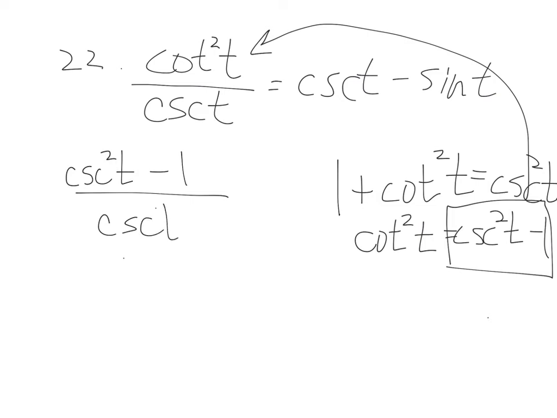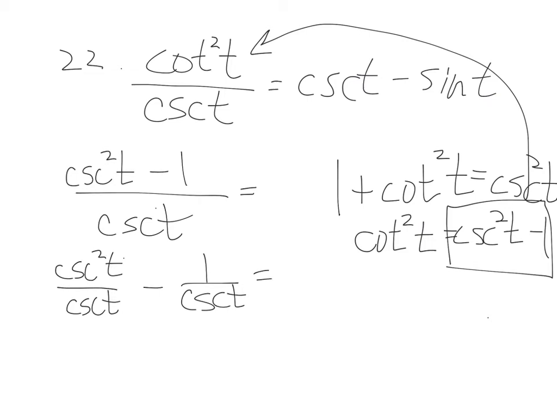But 2, thinking ahead, the reason I see that as very beneficial is because I have a cosecant in the denominator. And if I get that cotangent squared in terms of cosecant, like I did, it's cosecant squared t minus 1, now we can do some separating and canceling. And let's see, when we separate it, we get cosecant squared t over cosecant t, minus 1 over cosecant t.